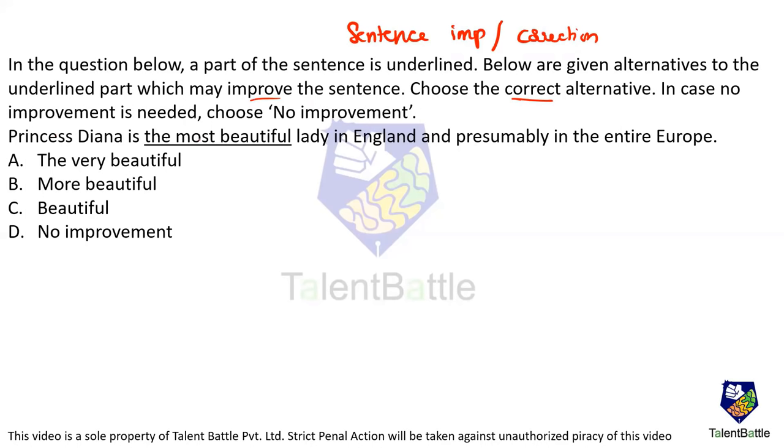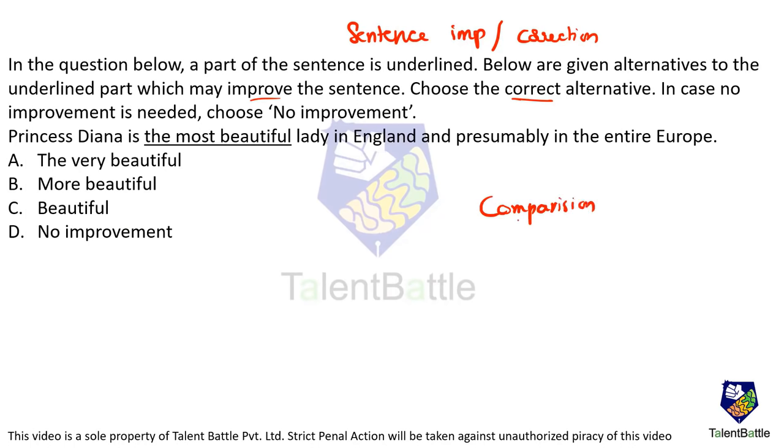Princess Diana is the most beautiful lady in England and presumably in the entire world. Now the word is like assumption. So assumption in the, and assuming in the entire world, right? So the underlined part here is the most beautiful. So is there any error that we should improve? That should be the very beautiful or more beautiful or improvement. Look here, what is happening? Actually, comparison is happening. Right, everybody?